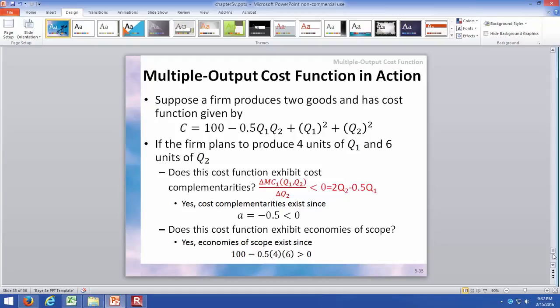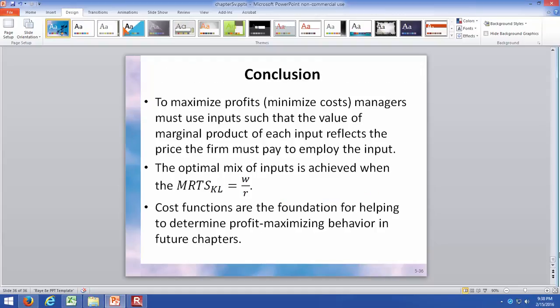Now, does this cost function exhibit economies of scope? So what do we do there? When you look at the economies of scope, that is given by 100 minus 0.5 times Q1 Q2, and that is greater than 0. So that is the reason why we say it is exhibiting the economies of scope. Okay. So what is the conclusion here?